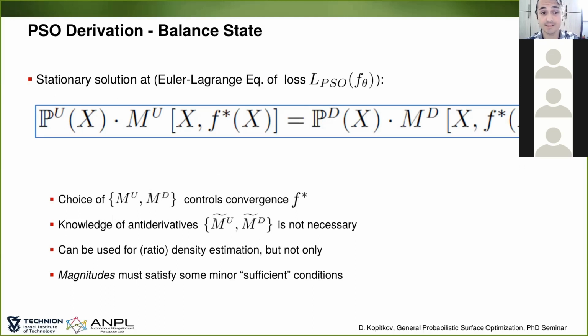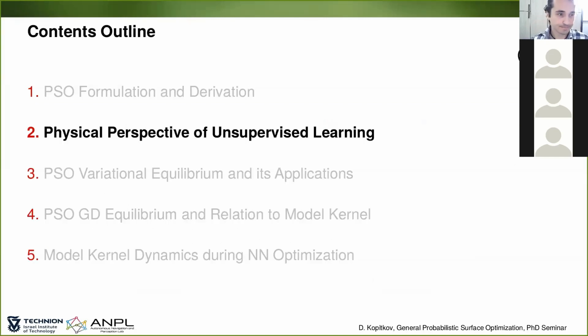This identity can be used again to estimate many different modalities. And some part I didn't tell, the magnitudes must satisfy some sufficient conditions, so you can find it in the paper. These conditions are not very strict. All right. Next, I will talk about the physical perspective of this framework, which I think is the main advantage of this framework. It provides strong intuition and you can use it to understand the optimization dynamics.